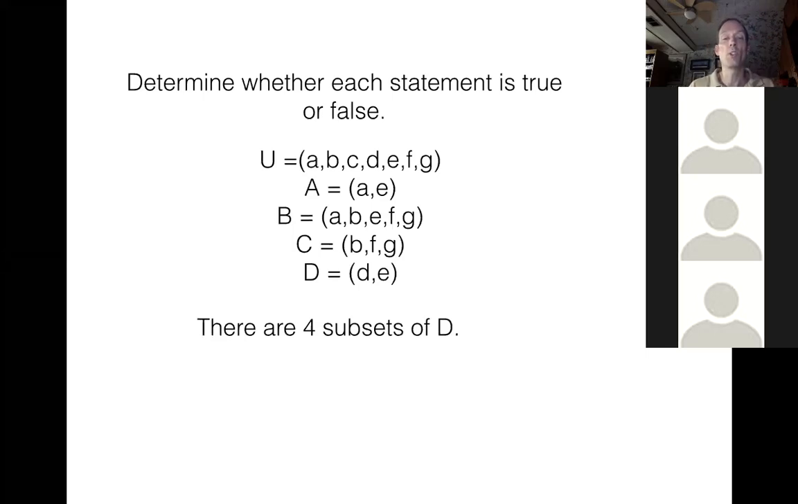It says there's 4 subsets of D. How can we figure out how many subsets there are? Like, what's the hard way and what's the easy way, Michael? Isn't it like counting the number of elements? It does have to do with that. That will be very helpful. What do we call the count of the number of elements? What's our term for that?